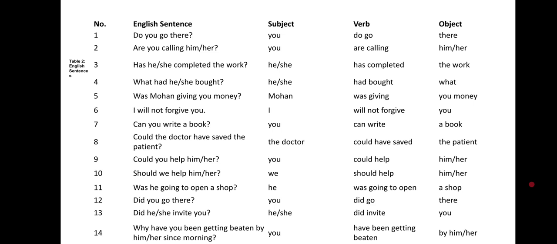Why have you been getting beaten by him or her since morning? You is the subject, and have been getting beaten is the verb here. By him or her is the object here.